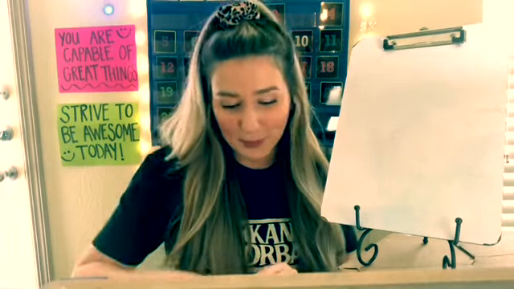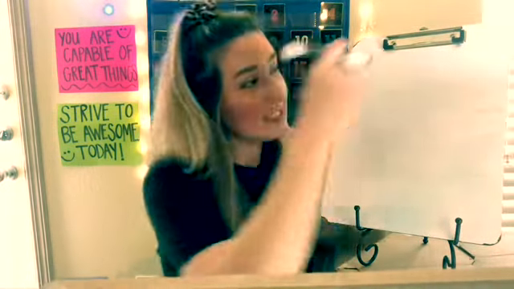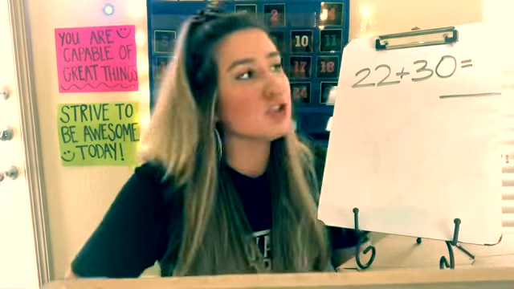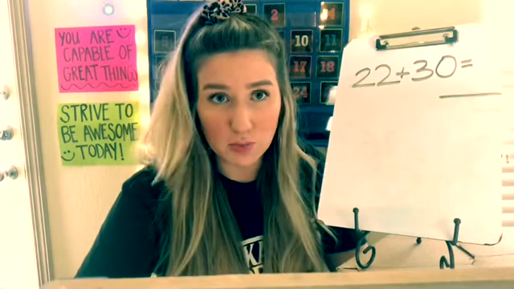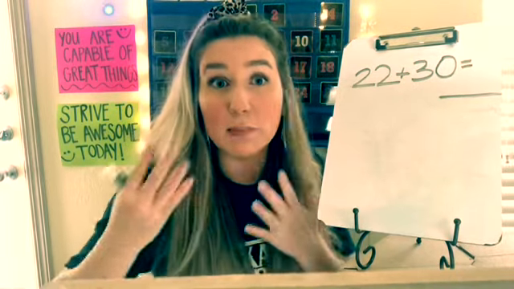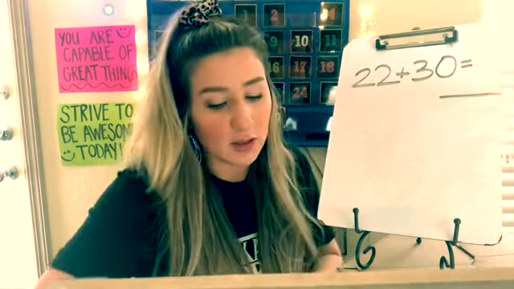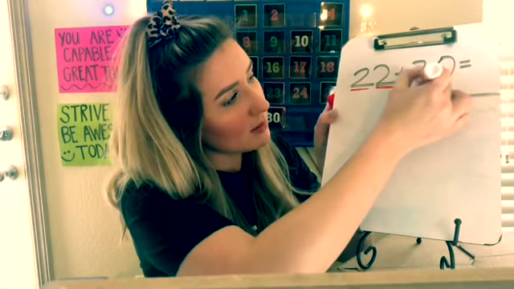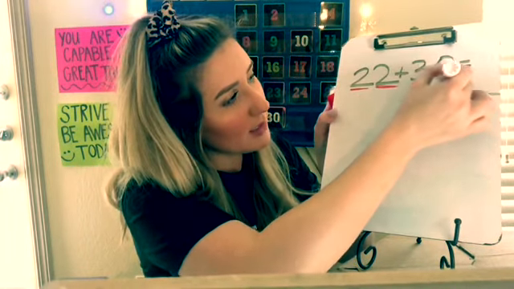The next problem that we have to solve is 22 plus 30 equals blank. Okay, 22 plus 30 equals blank. Now, these are 2-digit numbers, right? These aren't just single-digit numbers. These are 2-digit numbers, which means they're bigger, okay? They're gonna have groups of tens and groups of ones, okay? Groups of tens and some ones.